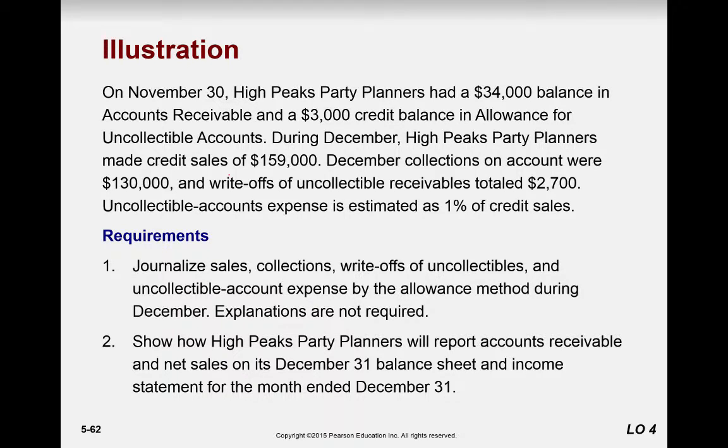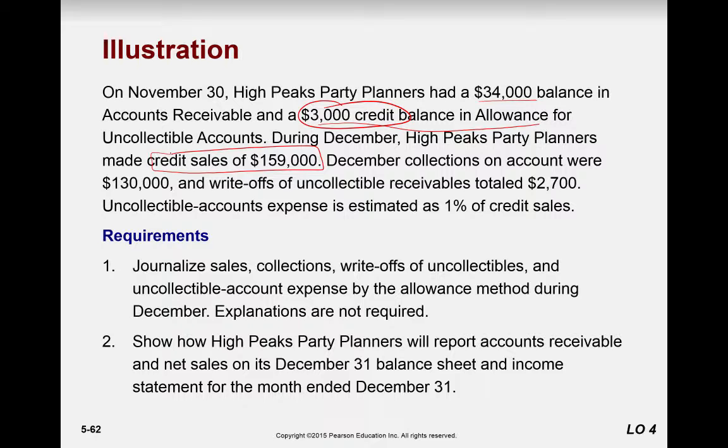Here we have, on November 30th, a $34,000 balance in AR and a $3,000 credit balance in allowance for doubtful accounts. Make sure you read that $3,000 credit. You may start with a debit balance. Now, during December, they had credit sales, and that's what you want to see. You don't need cash sales because cash sales are collected in cash.